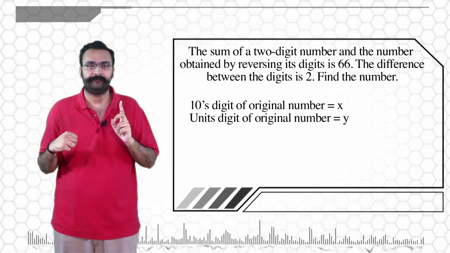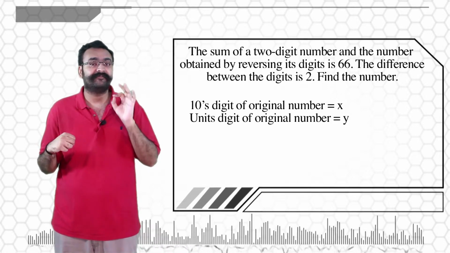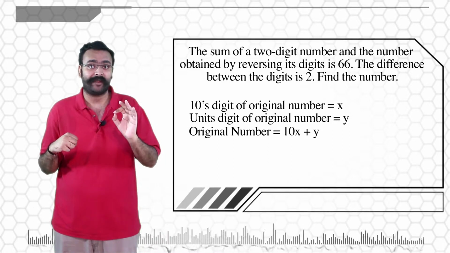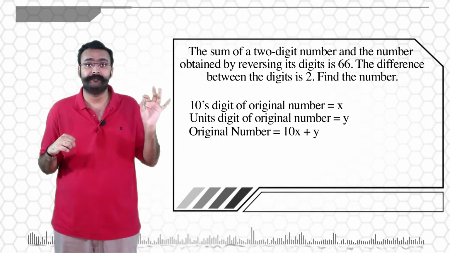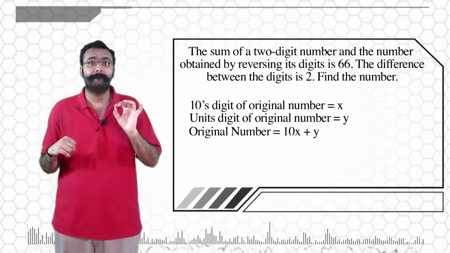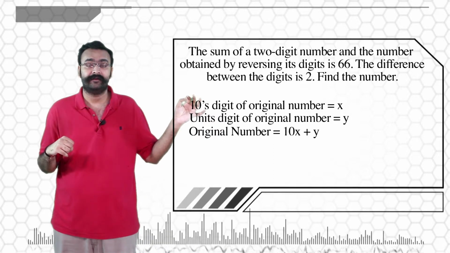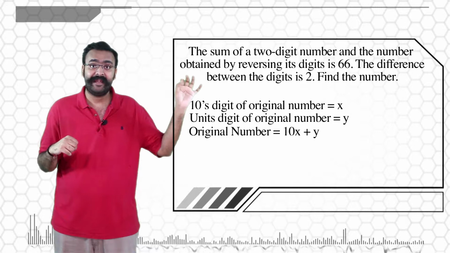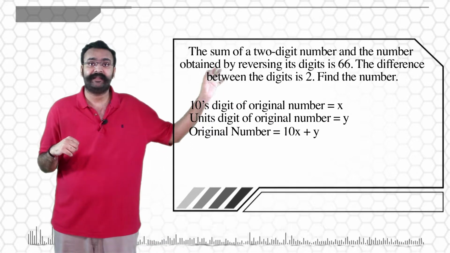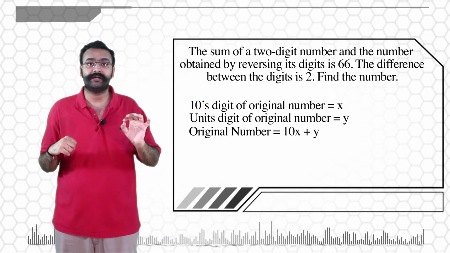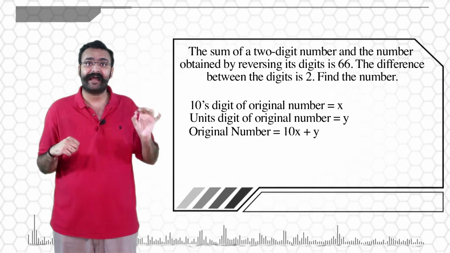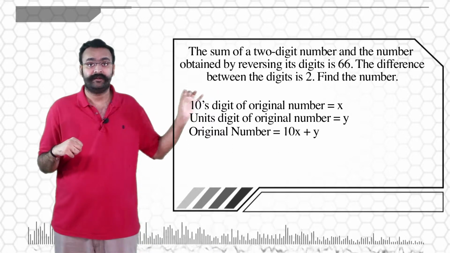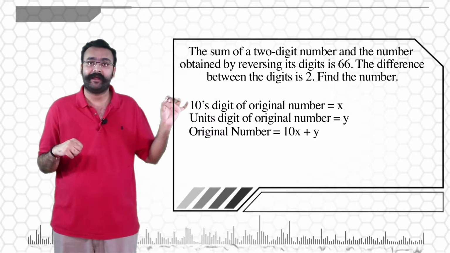be x. This means the value of my number is 10x plus y. Again, just take a simple example. The value of the number 18 is 1 times 10 plus 8 times 1. 10 plus 8, 18. So any 2-digit number will be the value of 10 times the tens digit plus 1 times the ones digit. So in this case, 10x plus y.